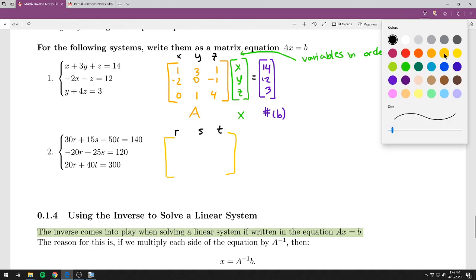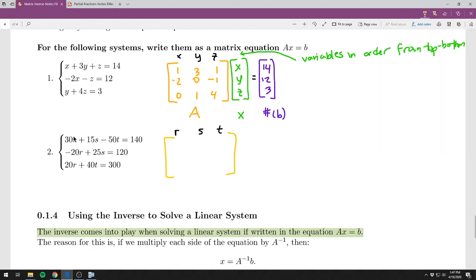Let's go ahead and fill that out. The R column should be 30, negative 20, and 20. The S column should be 15, 25, and 0. And the T column should be negative 50, 0, and 40.